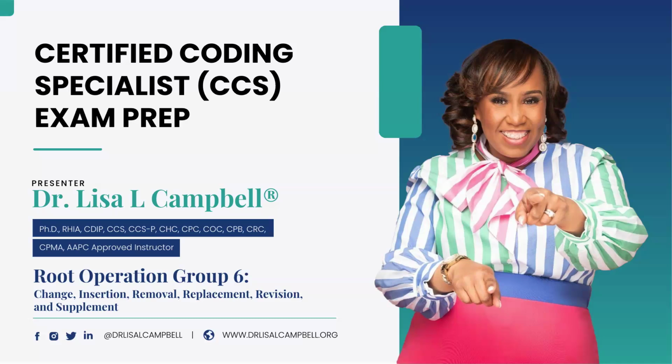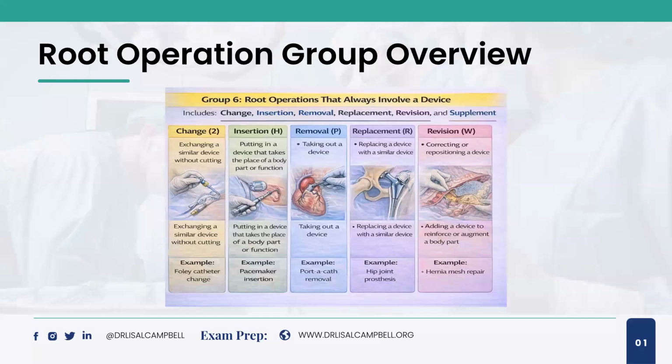Today we are focused on Group 6, root operations that involve a device. In Group 6, there happen to be 6 root operations: change, insertion, removal, replacement, revision, and supplement. My little diagram here doesn't have a picture of supplement. Nonetheless, what you need to ask yourself is what happened to the device. Was it added, taken out, exchanged, adjusted, or used to reinforce a body part?